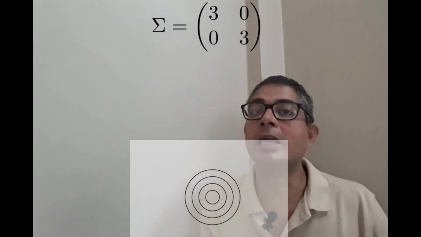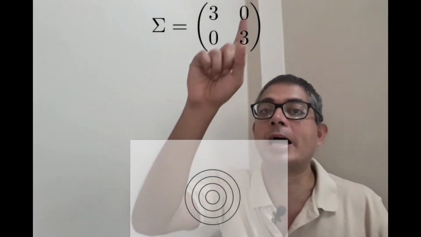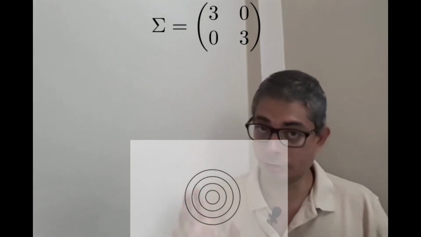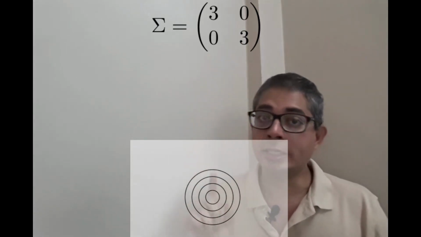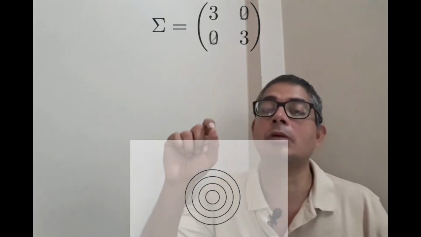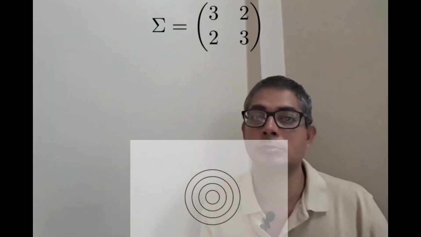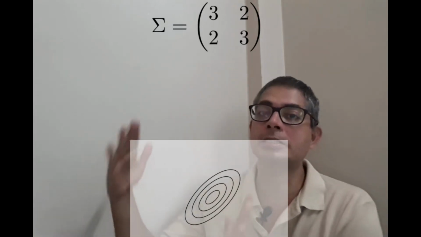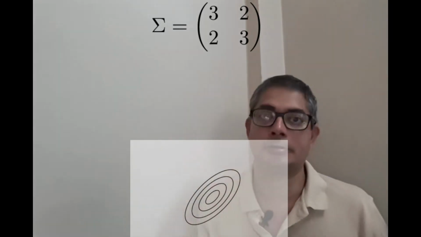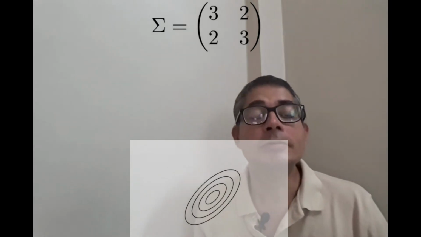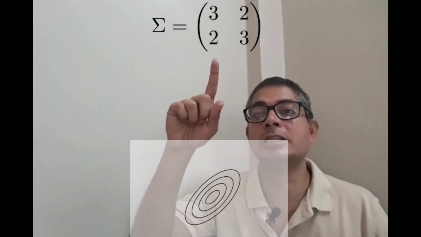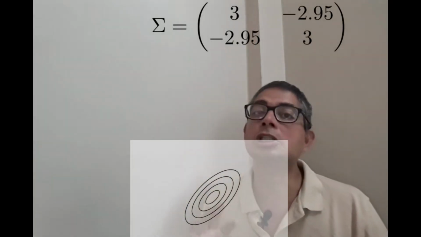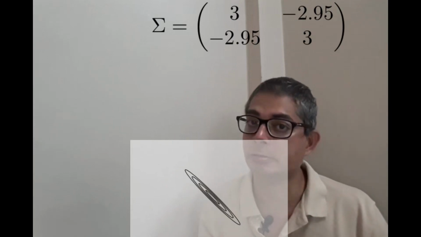Let's now understand the effect of the off-diagonal entries, both of which must be equal as sigma is a symmetric matrix. When the off-diagonal entries change from 0 to say 2, we get a shear like this. Notice how the ellipses get squeezed obliquely. If the numbers change in the other direction, say from 2 to minus 2.95, the shear also reverses direction.